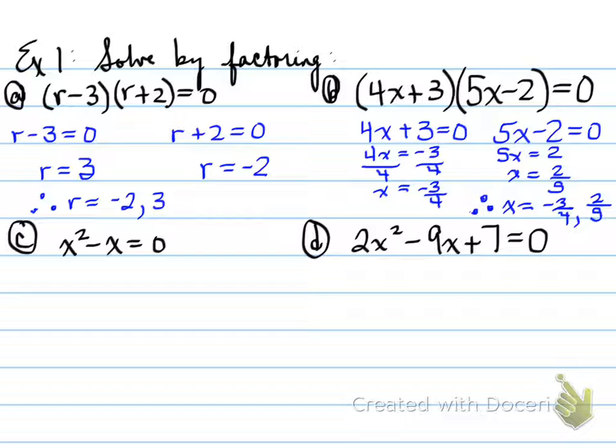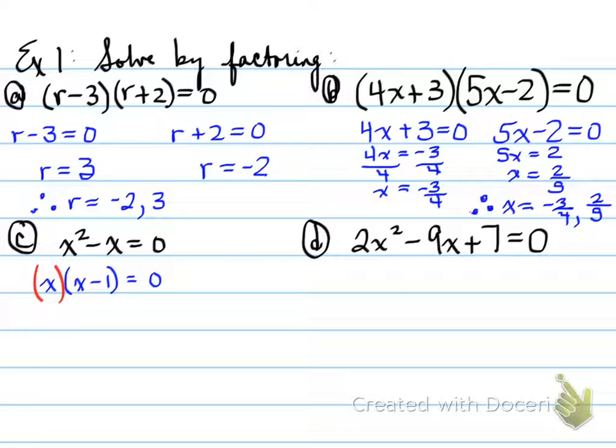All right, next one. This one is not in factored form, so we have to factor this, starting with the most common or simple type of factoring, and that is common factoring. We always common factor first if we can. In this case, we can, and we're lucky, and we get x times x minus 1 is equal to 0.